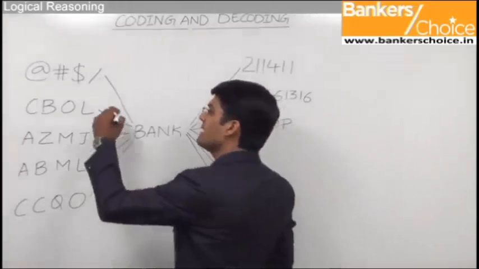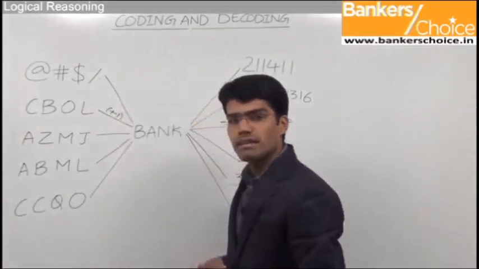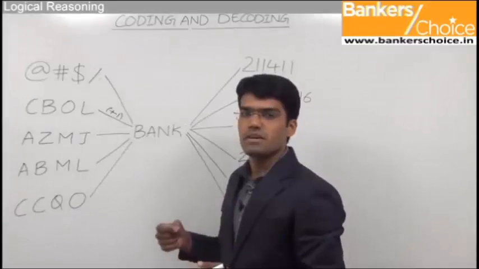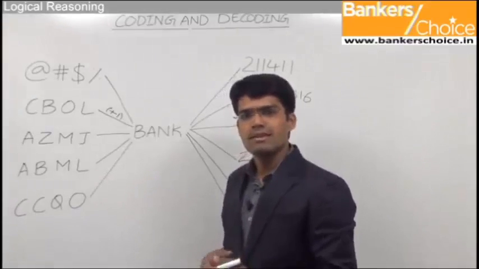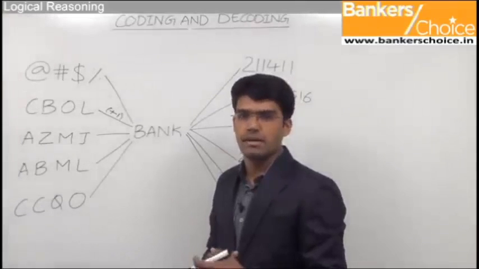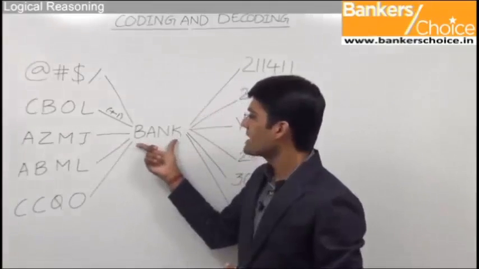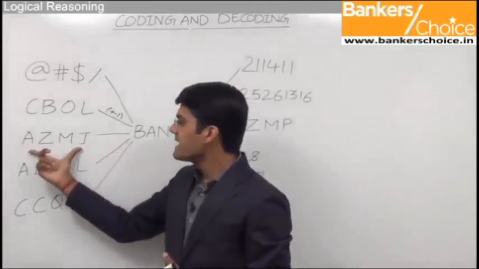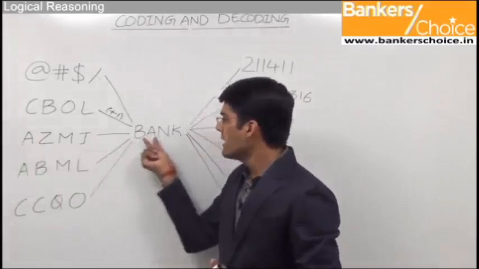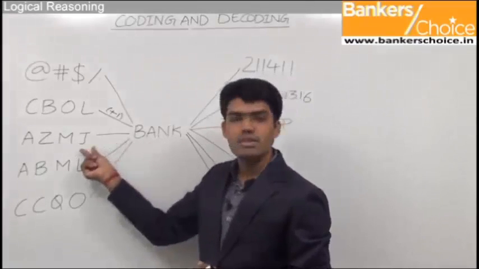So we can say that the logic behind this coding is +1. So each letter has to be shifted by one position in the forward direction. Similarly, each letter can be shifted by 2 positions or 3 positions for that matter. Let us now take the third one. Here the word bank has been taken as AZMJ. That means the letter B becomes A, A becomes Z, N becomes M, and K becomes J.